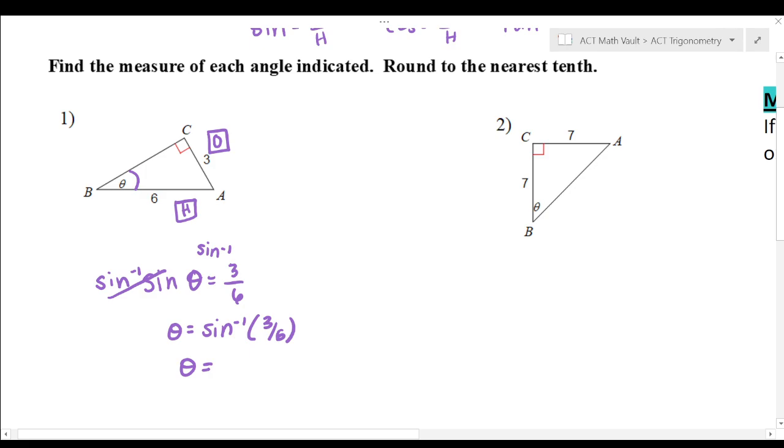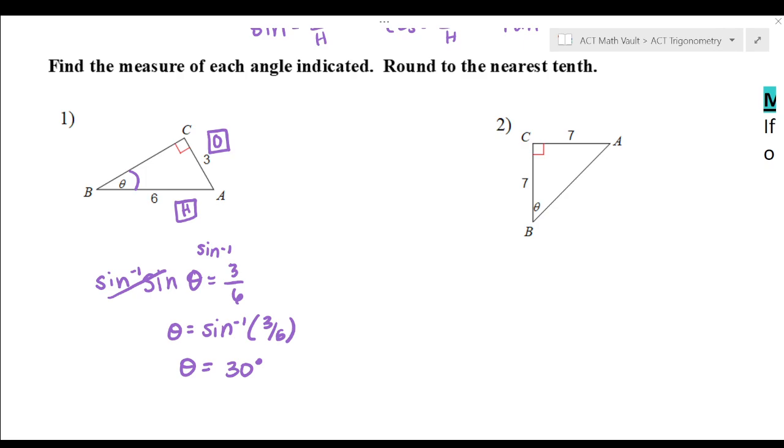For a TI-84 calculator, that would just be second sine. And yeah, that's pretty common for most calculators. For this one, you end up getting a whole number. That's just 30 degrees. Okay, so that means 30 degrees is that theta.